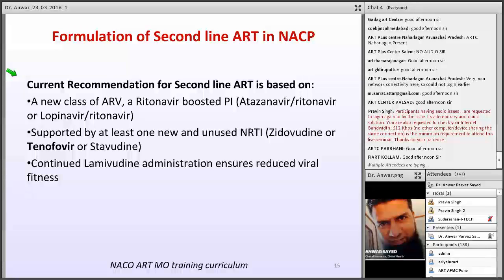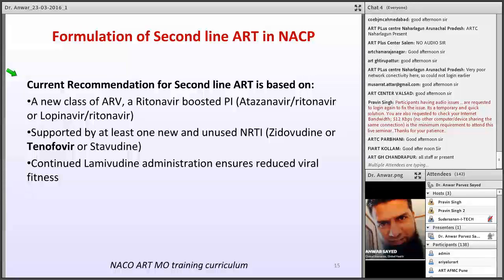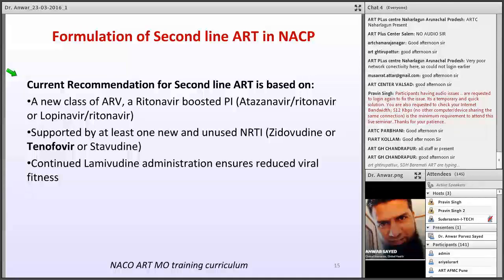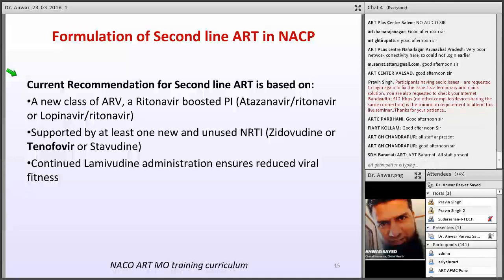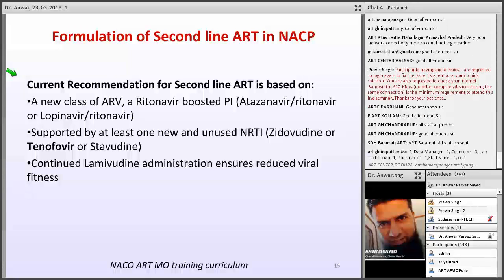So our current recommendations are that if a person fails first line therapy, then a new class of ARV, which in most cases will be a ritonavir boosted PI, that is atazanavir or lopinavir with ritonavir, is introduced, supported by at least one new or unused drug: zidovudine, tenofovir or stavudine. Usually tenofovir will be the one, because in all these years our patients were either on zidovudine or stavudine. Then continued lamivudine administration ensures the viral fitness cost.